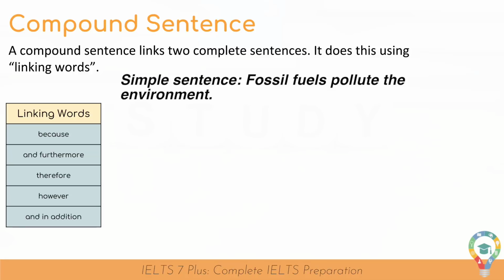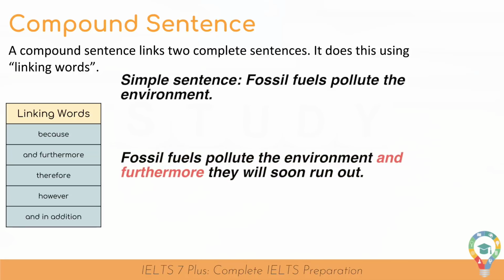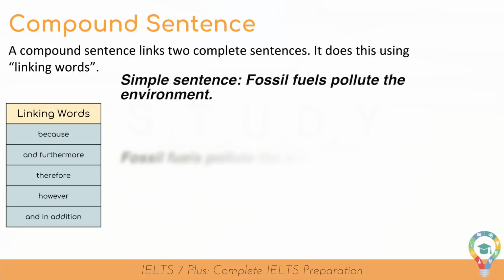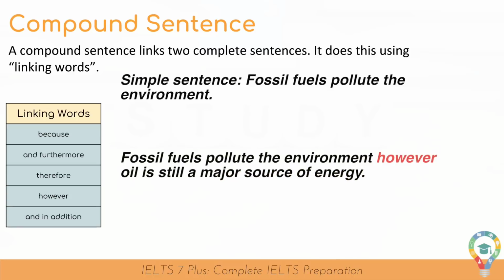Let's see another example. Fossil fuels pollute the environment, and furthermore, they will soon run out. So again, I've linked 2 whole sentences with the phrase and furthermore. This has created a compound sentence. Here is one last example. Fossil fuels pollute the environment. However, oil is still a major source of energy.